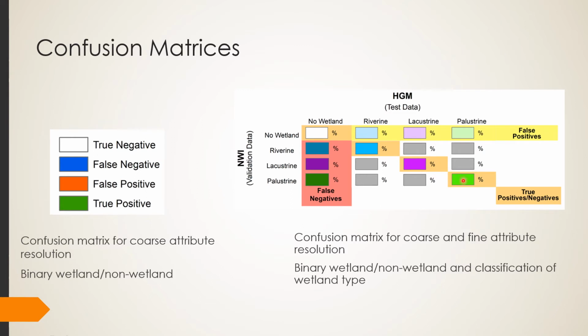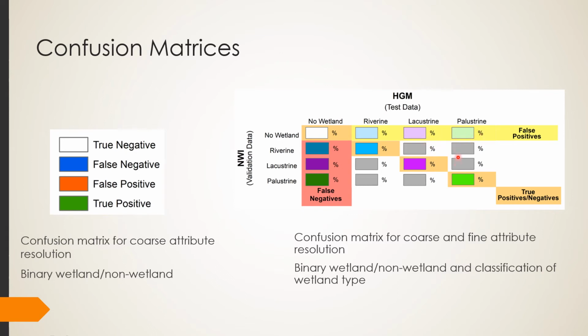Along the diagonal are the true positives, so areas where, very coarsely, there are wetlands, and then there's agreement specifically on what classification. The first column here shows the false negatives, areas where the NWI is saying that there are wetlands, but the HGM is saying there are no wetlands. And again, this top row is showing false positives, areas where the NWI is saying that there are no wetlands, but the HGM is classifying them and says there are wetlands there.